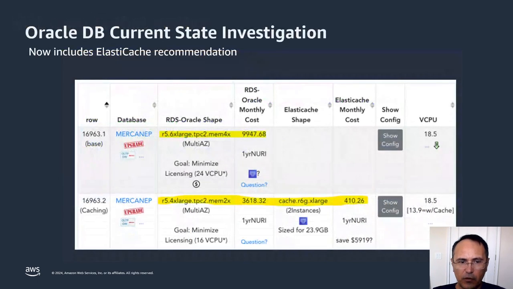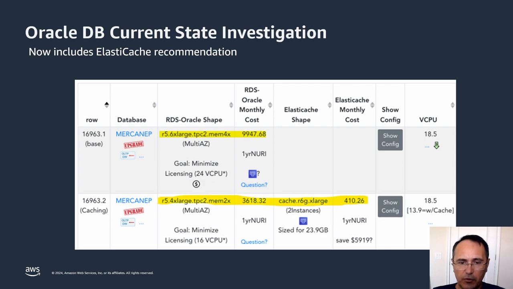However, if you're on Oracle, we have a specialized tool that was developed just for Oracle. This tool had been around for some time. It's called DB Current State Investigation, or DBCSI. You could download and run it on your existing workload, and it helped you with migration of your Oracle database from on-prem to the cloud.